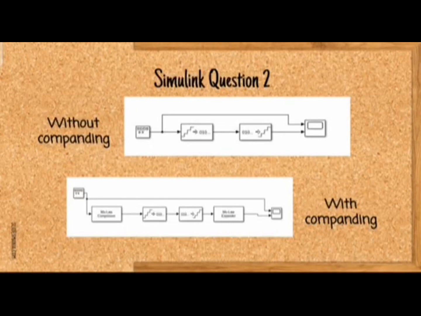Today I want to explain the Simulink for question 2. For question 2, we have two types: without compounding and with compounding. In the without compounding, I have used a signal generator, uniform encoder, uniform decoder, and scope. But for with compounding, I added a Mu-law compressor and Mu-law expander.